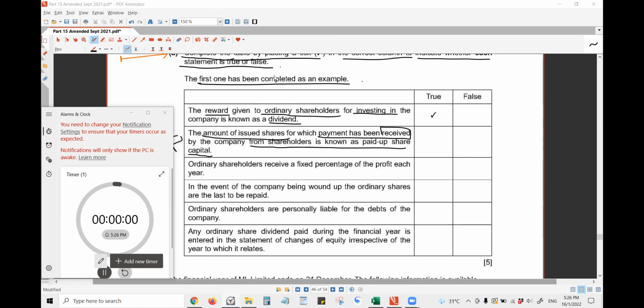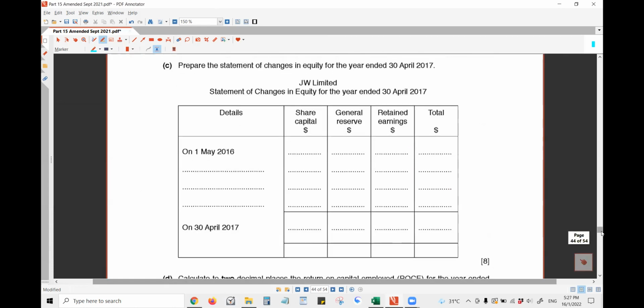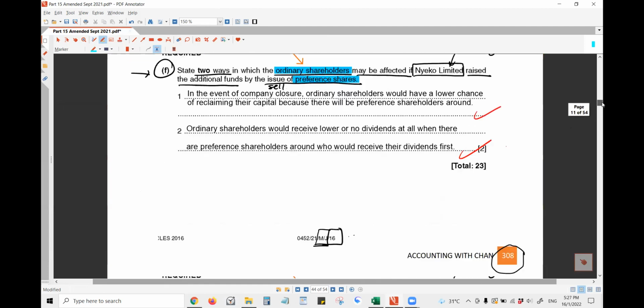Okay, Emilia, what is your choice? A. You have to focus on the term paid up share capital. Remember, I asked you to know the definition, right? So let's see the definition for this term, it is here.